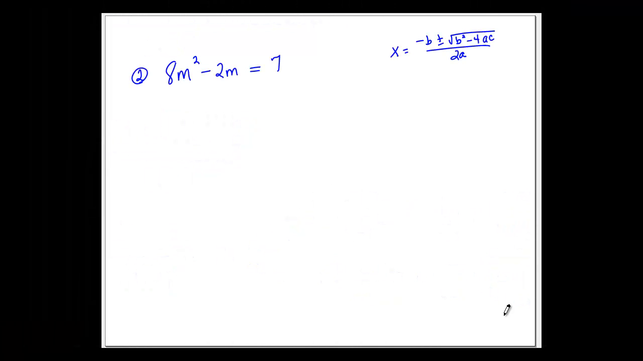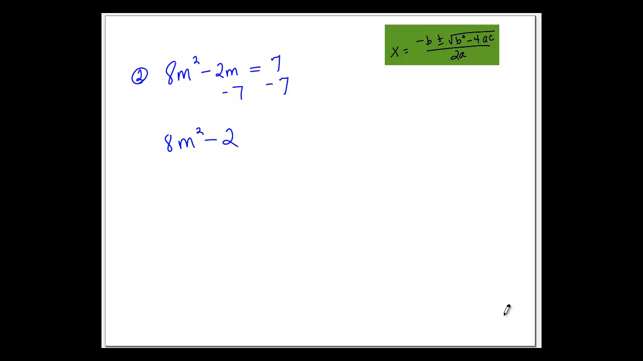Second example, we're going to look at our equation and see it's not equal to 0, so we need to move the 7 to the other side. So I'm going to subtract 7 from this side, leaving me with 8m squared minus 2m minus 7 equals 0. Now I can define my a, b, and c. A equals 8, b equals negative 2, and c equals negative 7.